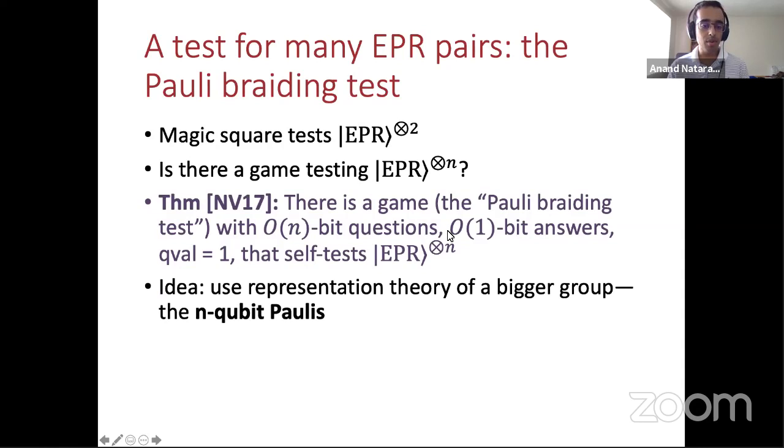So how will it work? Well, it's going to use the representation theory of a bigger group. It'll be the same approach, but just using a bigger group, and that group will just be the Pauli matrices on n qubits.